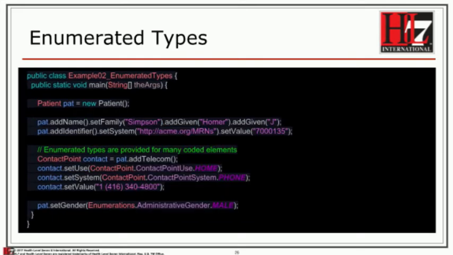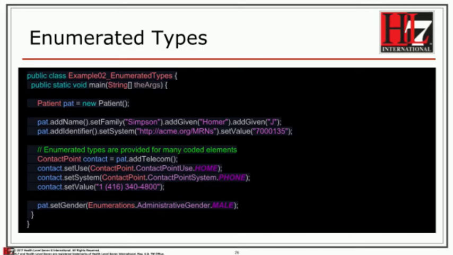There are a whole bunch of enum values. Java, of course, has enumerated types. FHIR has enumerated types, and those things are good fits for each other. So for things like contact point or patient gender or address type or any of the many places in the FHIR spec where we've got a set of allowable codes, there are enums that you can use to fill those out.